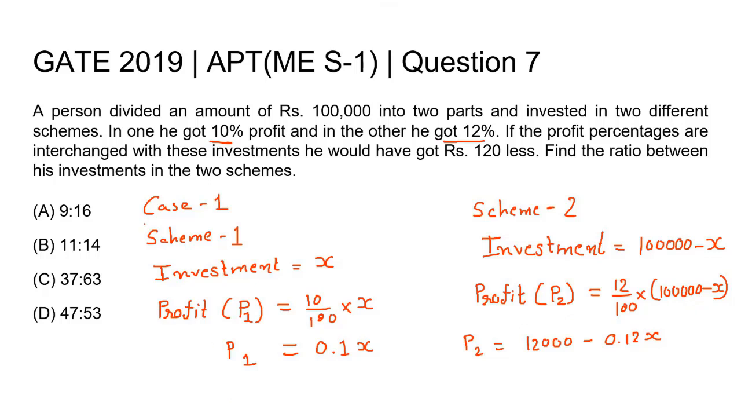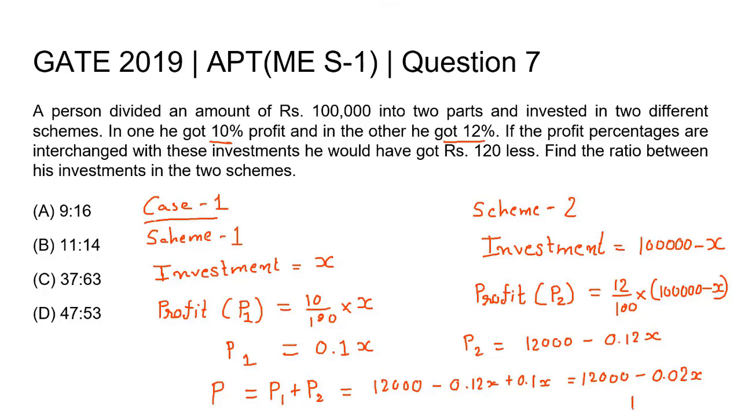In this case 1, the total profit P will be equal to P1 plus P2, that will be equal to 12,000 minus 0.12 X plus 0.1 X, equal to 12,000 minus 0.02 X. Let us denote this as equation 1.